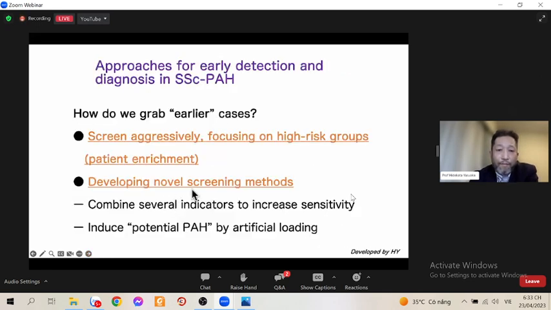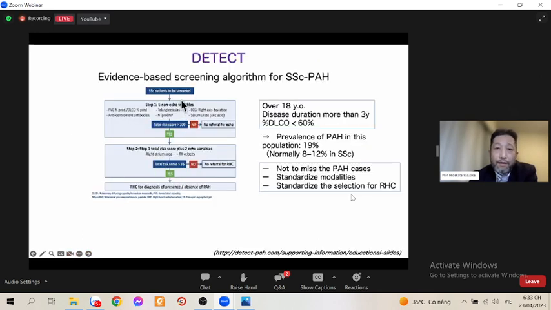So let's go to developing novel screening methods. The first one is a combination of several indicators to increase sensitivity. One good example is the DETECT algorithm, which is an evidence-based screening algorithm for scleroderma PAH, consisting of 6 non-echo variables as step 1. If we have a high score, then we go to step 2. And if we have a very high score, we go to the right heart catheter test to confirm the diagnosis.